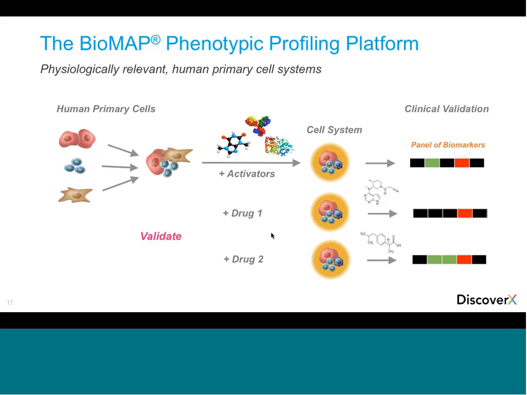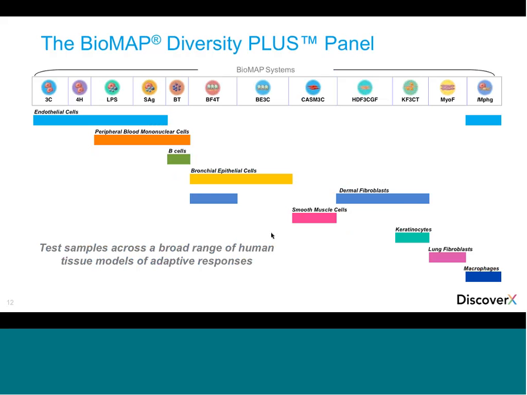And we don't stop there. With just one system, we have actually developed panels of systems that each model a particular aspect of human tissue or disease biology. And we've put together a collection of 12 of these systems in our Diversity Plus panel that really covers a broad range of human biology and really in activation conditions that model adaptive responses to the environment, whether it's of stress or bacteria, et cetera.